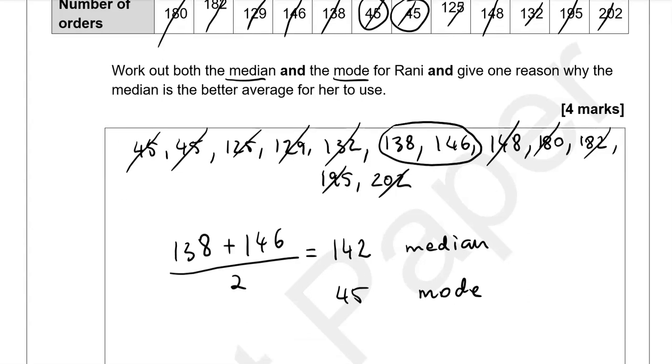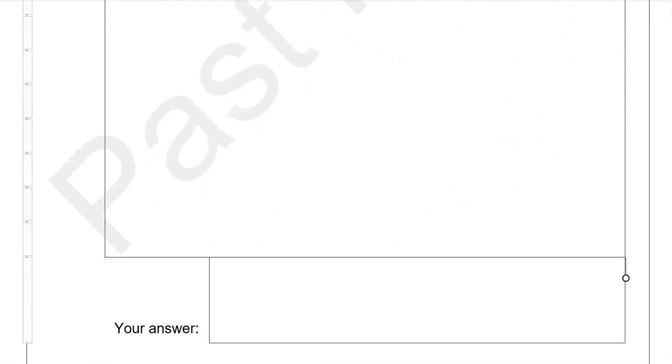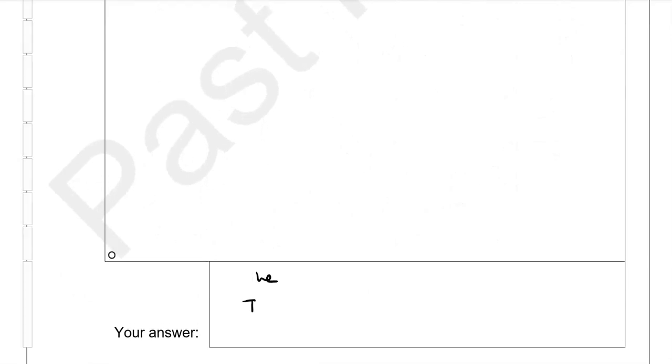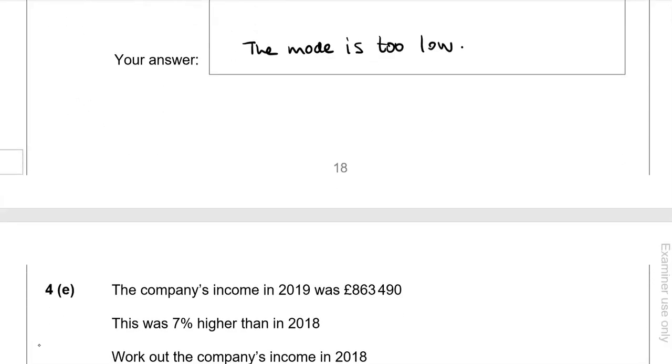So the reason why the median is a better average to use, we're going to say the mode is too low. Or you could say that the median is the better average. It's more central, it's more in the middle.